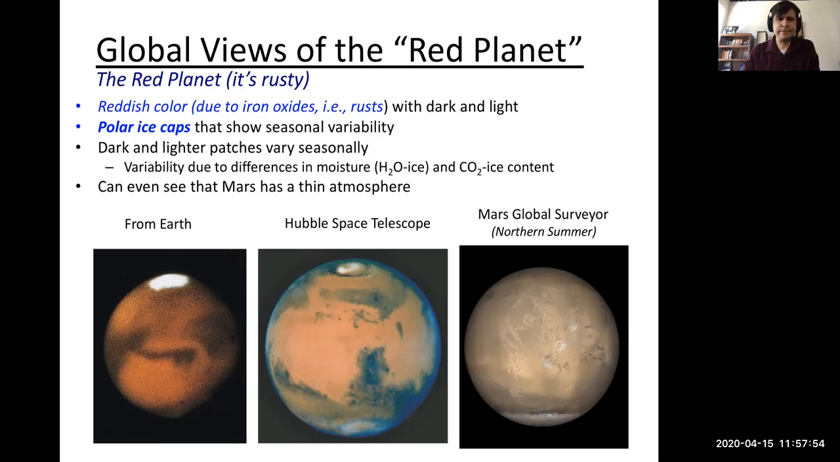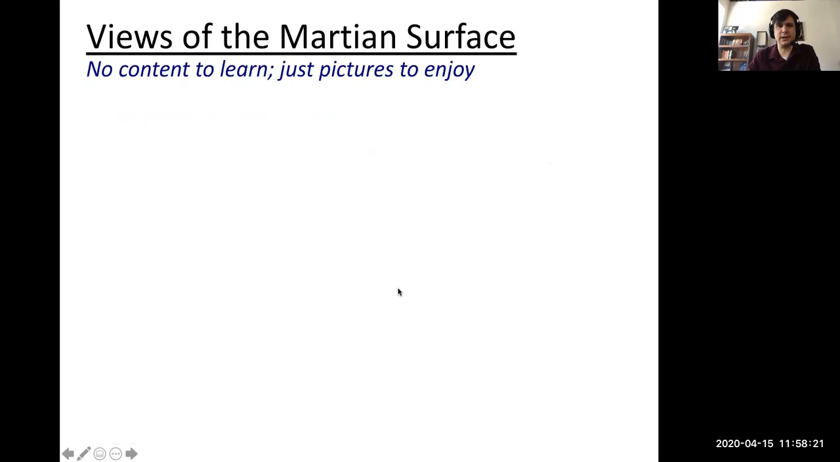So the surface of Mars is rusted, is the best way to put it, giving it a reddish color. So other things to pay attention to in the global views: we're going to have to talk about the polar ice caps, and they are going to have some complicated seasonal variability. You can see these dark and light patches. They will vary in size and extent seasonally, and it's possibly due to different amounts of water and carbon dioxide ice in the subsurface. And we will have to talk about the Martian atmosphere.